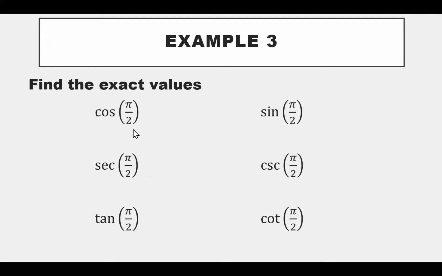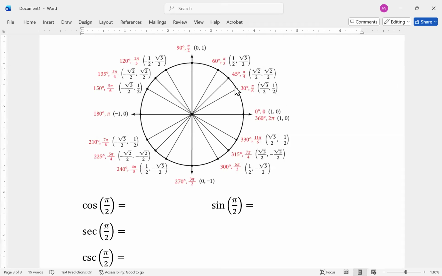Another angle on that diagram is pi over 2. I want you to push pause on this video and see what happens when we try to do cosine and sine of pi over 2, and then secant and cosecant and tangent and cotangent of pi over 2. I'll give you a couple of seconds so you can push pause on the video, and then I will show you how this is done. All right, hopefully you were able to do that.